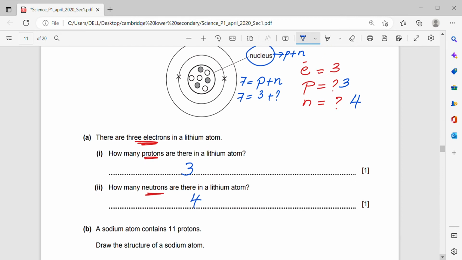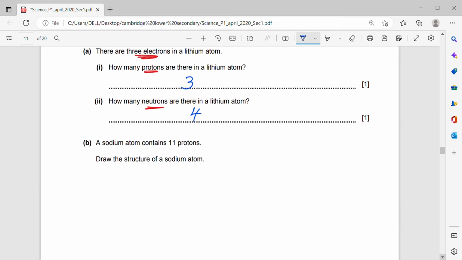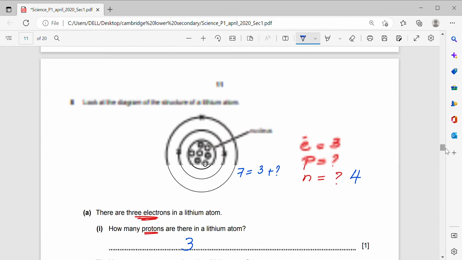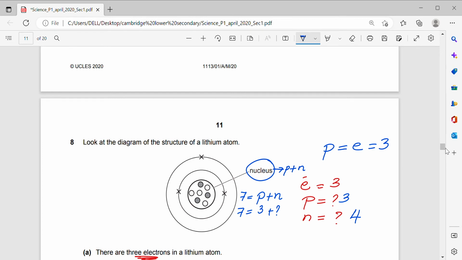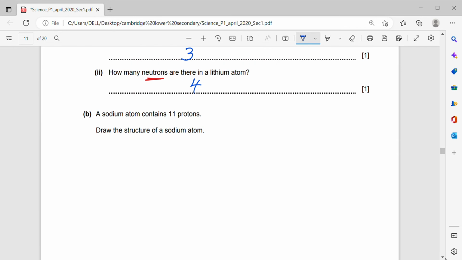Very simple and easy question. A sodium atom contains 11 protons. Draw the structure of a sodium atom. Okay, let's look at this model. We have to draw another diagram, but for a sodium atom. Let's draw our sodium atom. First, sodium has 11 protons. So how many electrons? 11 electrons.